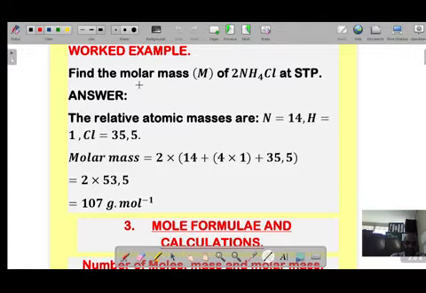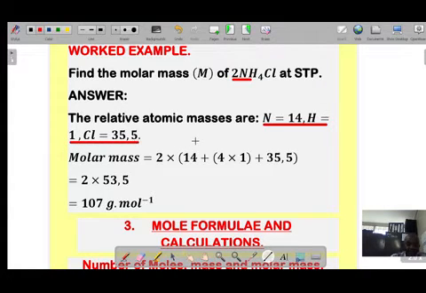Quick example. Find the molar mass of 2 ammonium chloride. Okay, 2 ammonium chloride. Now, what do we do here? We use our periodic table to get the masses. Okay. So nitrogen, hydrogen, and chlorine. After getting those masses, we're going to add them together and then multiply by 2 because of these 2 here. So now from the periodic table, the atomic mass for nitrogen is 14. What about hydrogen? Hydrogen is 1. What about chlorine? It is 35.5.